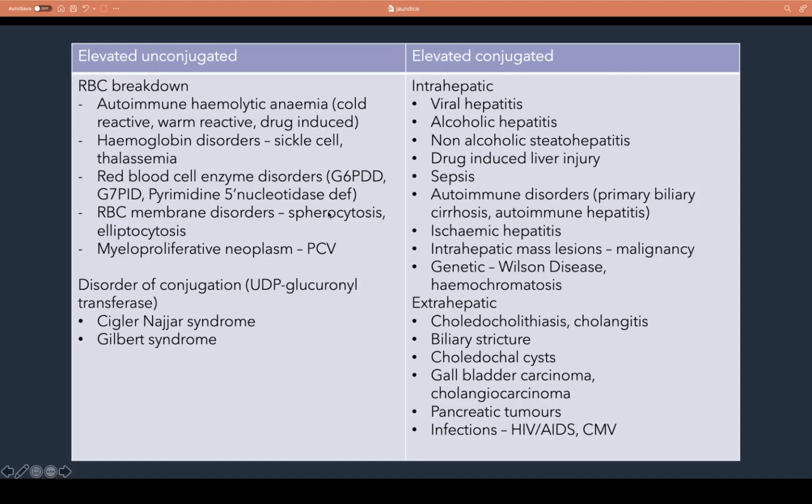Red blood cell membrane disorders, there could be myeloproliferative disorders like polycythemia vera, causing a lot of red blood cells to be broken down. There could be a disorder with the conjugation process, so especially this enzyme. The most common one is actually Gilbert syndrome, which is relatively benign. So these patients have a reduced level of these enzymes, and when they are in states such as fasting or strenuous exercise, or when they're quite ill or under stress, the liver is not able to conjugate that bilirubin quite well, and they have an elevation in their bilirubin.